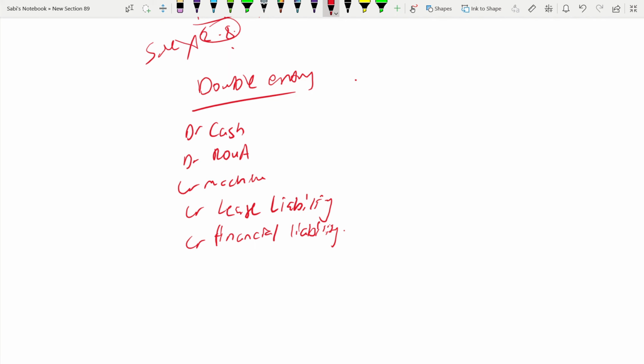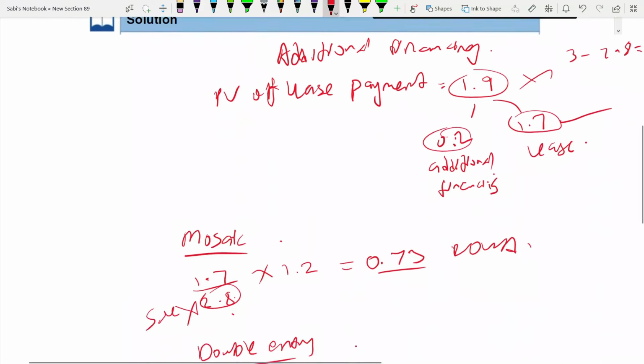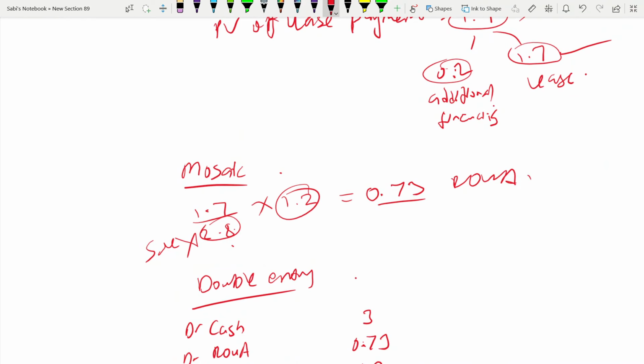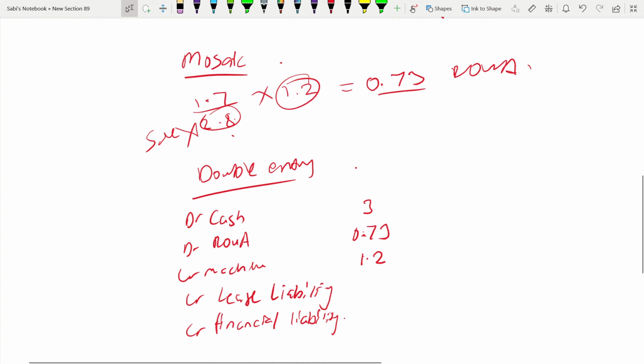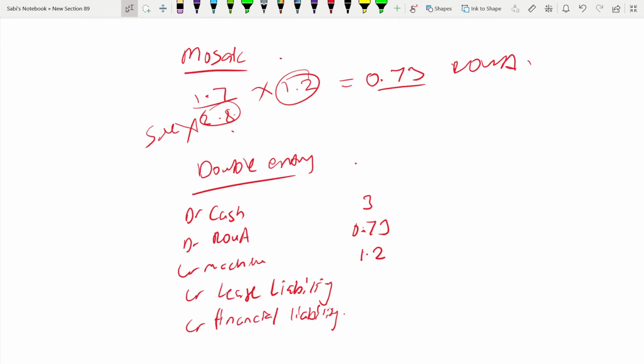We don't know. Okay, so cash is how much? You have sold it for 3. Right of use asset we just calculated as 0.73. Machinery was 1.2, the previous carrying amount. Lease liability now will be 1.7, not 1.9, because the additional financing we told you about is the financial liability of 0.2.